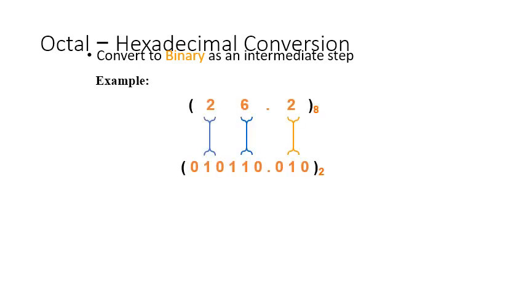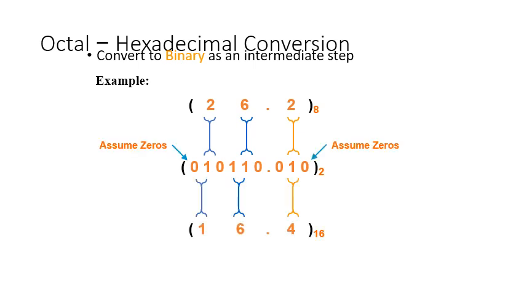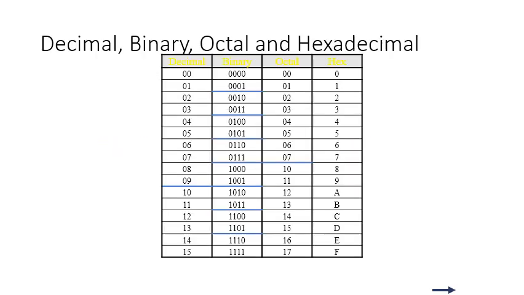So when you have to convert from octal to hexadecimal, simply convert from octal to binary and from binary to hexadecimal number. So this is a table summarizing decimal, binary, octal and hexadecimal.